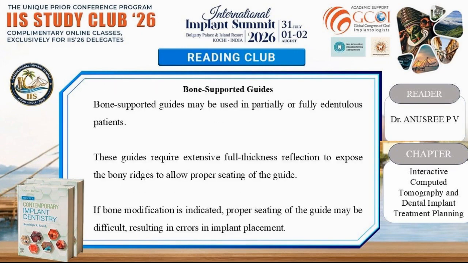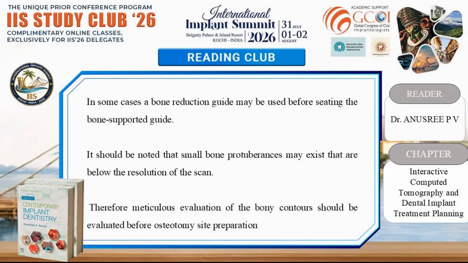Moving to bone supported guide. Bone supported guide may be used in partially or fully edentulous patients. These guides require extensive full thickness reflection to expose the bony ridges to allow proper seating of the guide. If bone modification is indicated, proper seating of the guide may be difficult, resulting in error in implant placement. In some cases, a bone reducing guide may be used before seating the bone supported guide. It should be noted that small bone protuberances may exist that are below the resolution of the scan. Therefore, the bone contour should be meticulously evaluated before osteotomy site preparation.